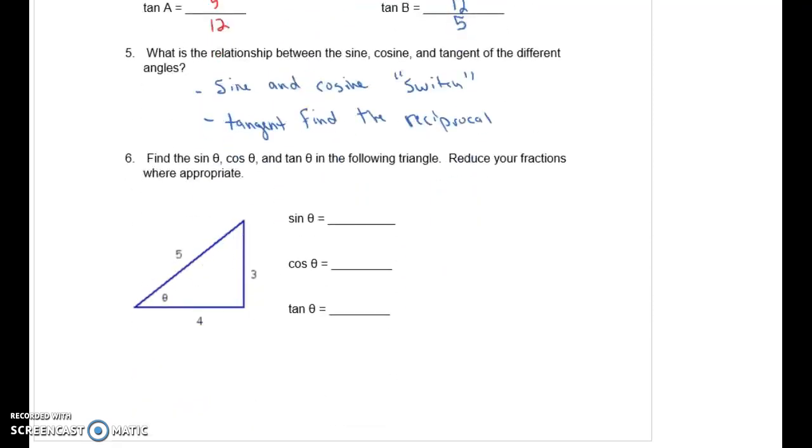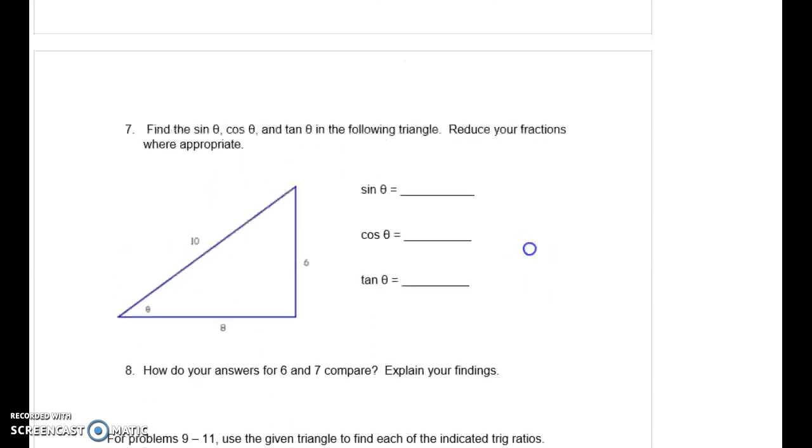Now what about one like this? So the sine of theta, cosine theta, and tangent of theta. So we have the opposite side, the adjacent side, hypotenuse. So the sine of theta is 3 over 5. The cosine of theta is 4 over 5. And the tangent is 3 over 4. Easy enough. Why are we talking about this one? Let's look at the next one.